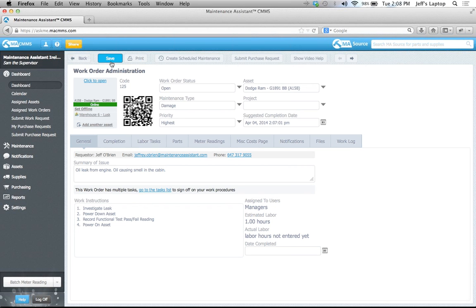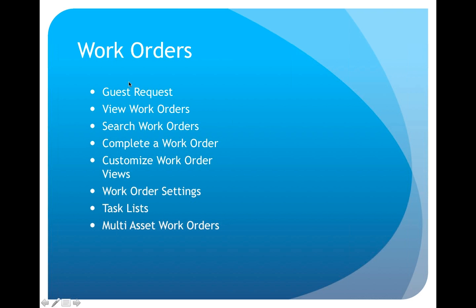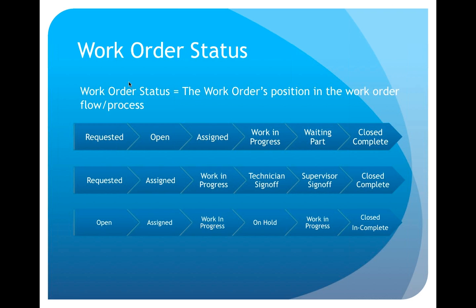Okay. Now the work order status is the position in the work order flow. And I've done a quick slide here so you can see how that works. So it's completely customizable. It's up to your company or your organization how you want that to work. And I've just done some samples here. So requested work order is going to be open. It's going to be open for the technicians to kind of jump at. And one of them can pick it. When they pick it from the list, it's assigned to them. When they're working on the job, it's work in progress.